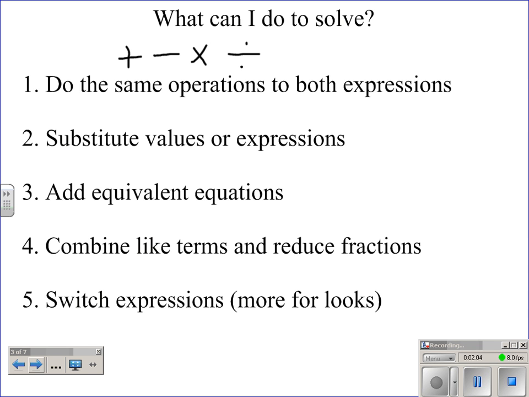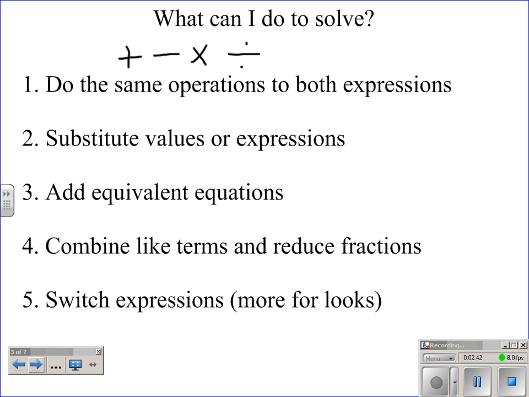Also, you can substitute known values or expressions to simplify the equation, like getting it in terms of a single variable. You can add equivalent equations as in a system of equations. You can also combine any like terms or reduce any fractions in either but not necessarily both expressions. Finally, you can switch the places of the expressions, but this is more for looks, like getting the single variable on the left.